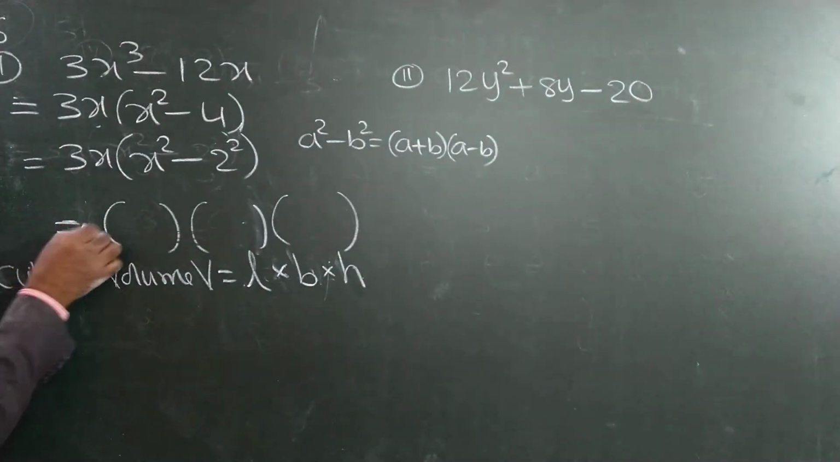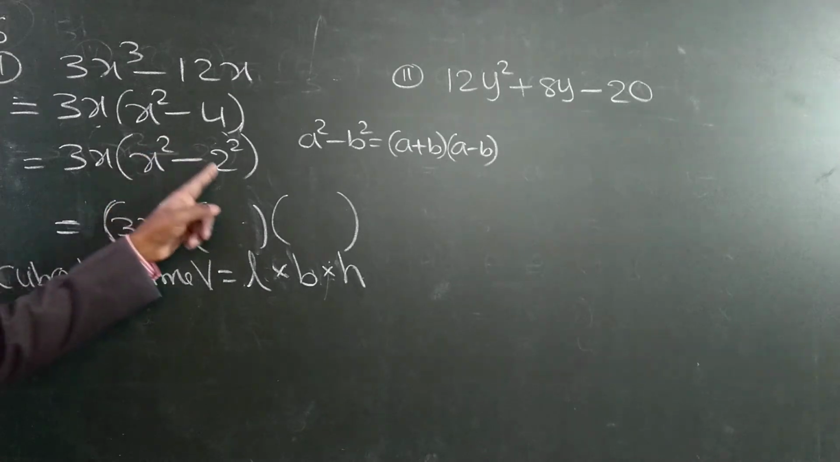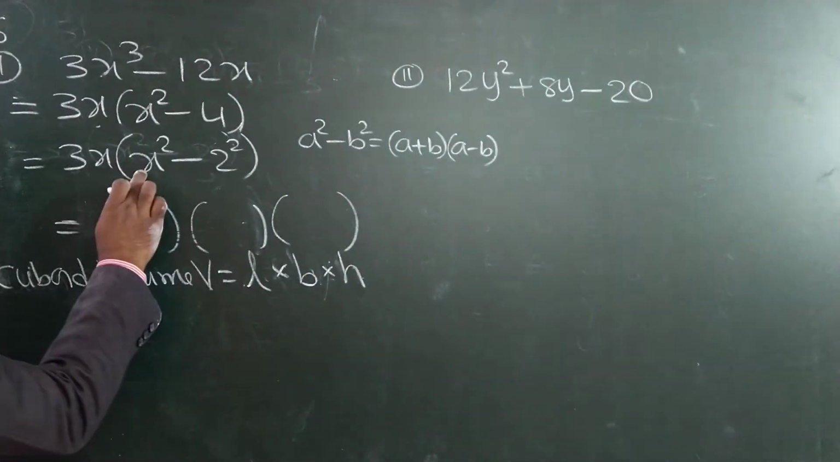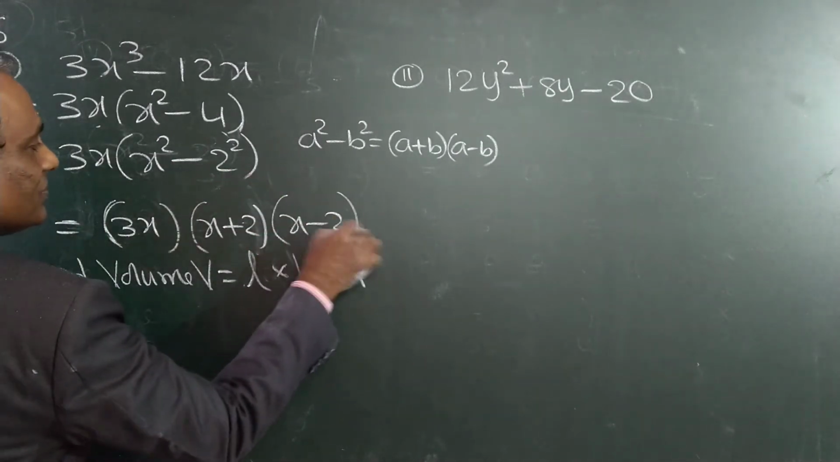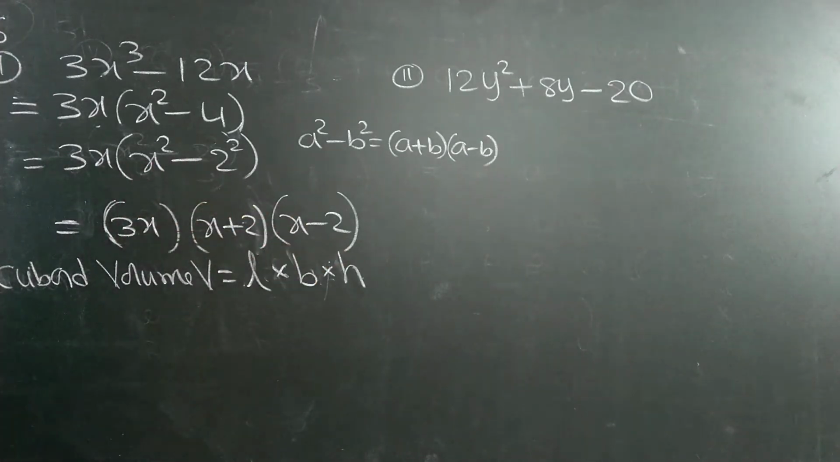So this is 3x, the same 3x I am writing. A square minus b square, what are the factors? A plus b into a minus b. So x plus 2 into x minus 2.